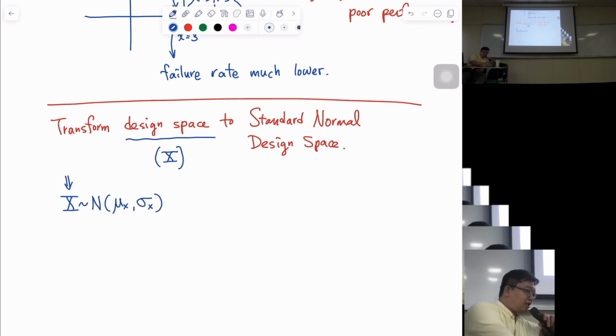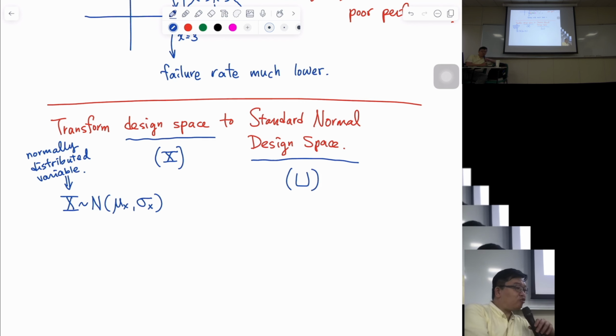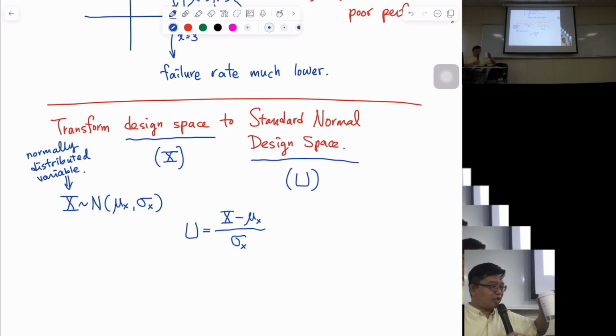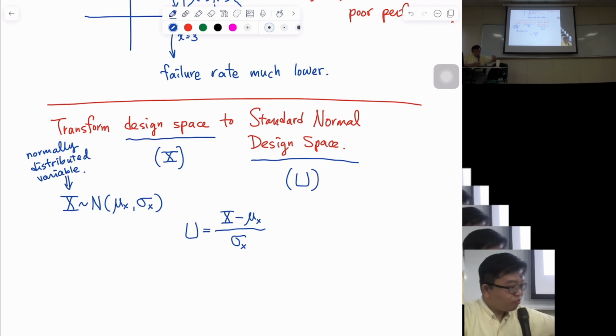So this is a normally distributed variable. Okay, so I use capitalized X to represent the entire distribution. When you convert everything into the standard normal space, we use capitalized U as the standard normal design space. So there's a relationship between them: U equals X minus mu, divided by the standard deviation. That's how you can transform your design space to the standard normal space.